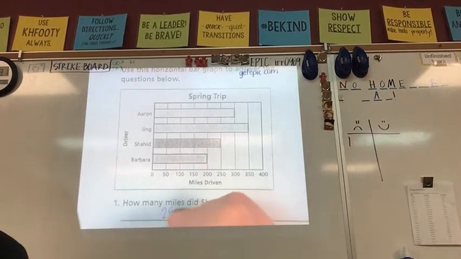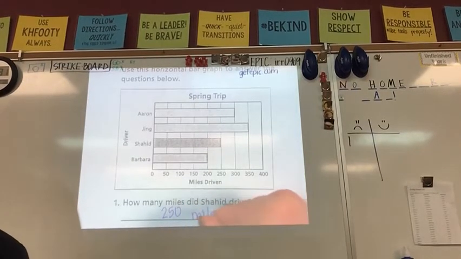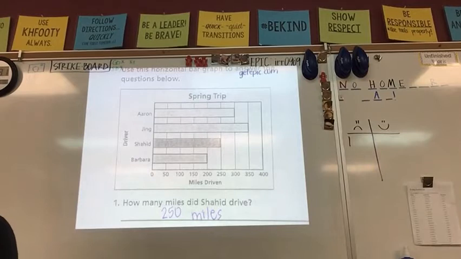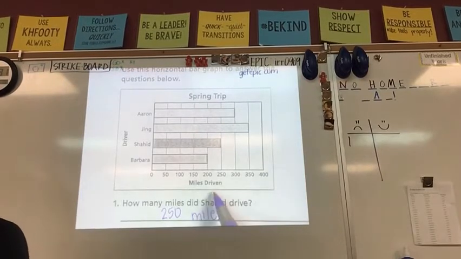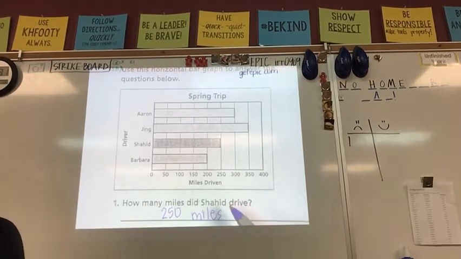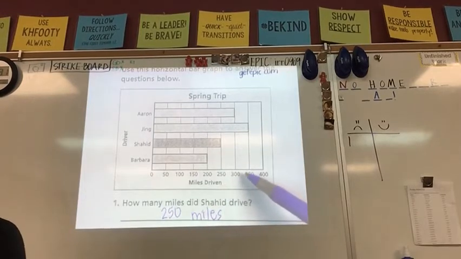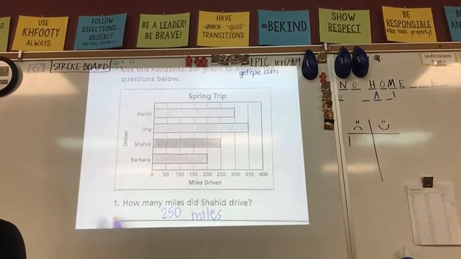Shahid drove 250 miles. We wouldn't say 250 miles driven. That label tells us that this is the miles driven, but their question says how many miles did he drive? So our label is just miles.